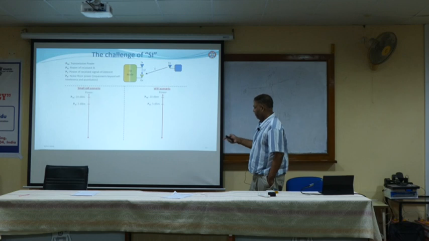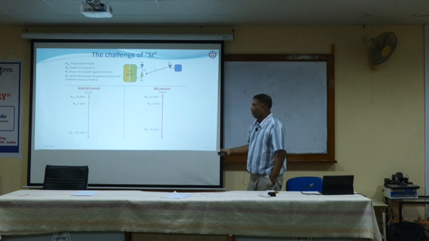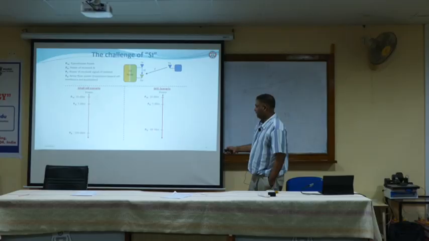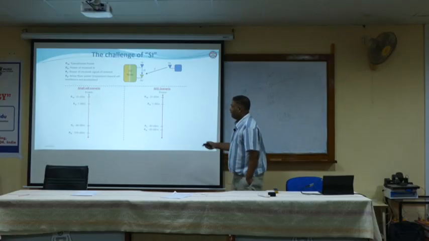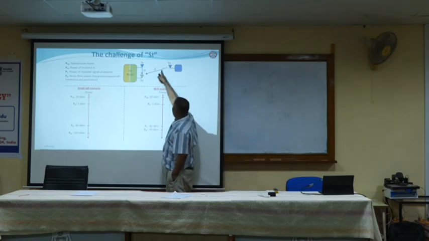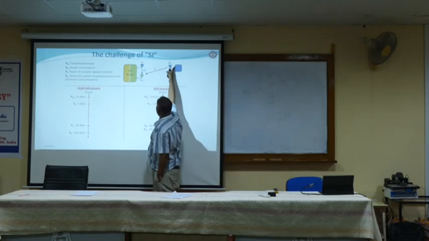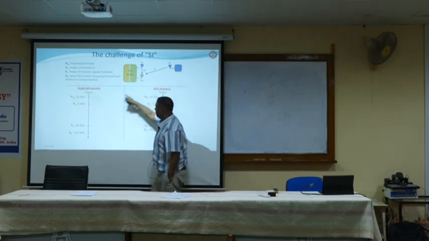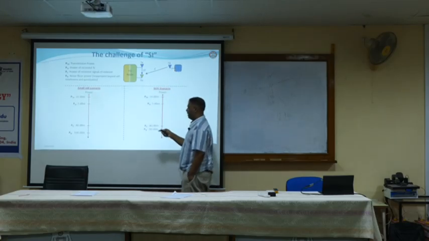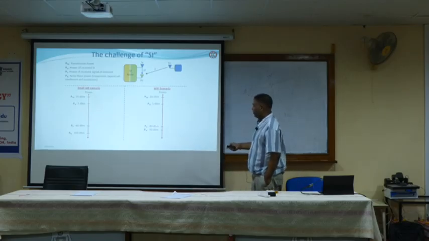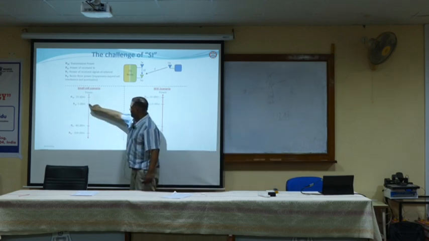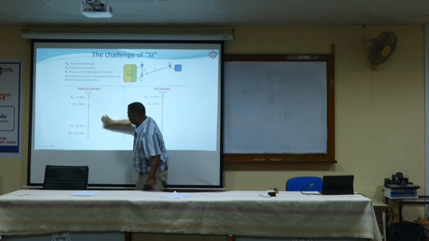And the Wi-Fi also 5 dBm. The noise floor in the small cell scenario is minus 100 dBm, and here it is minus 90 dBm. The signal of interest is very weak, because this user is very far away, so the signal will be minus 80 dBm, and here also minus 80 dBm. So what we need to do is bring this self-interference below the noise floor.